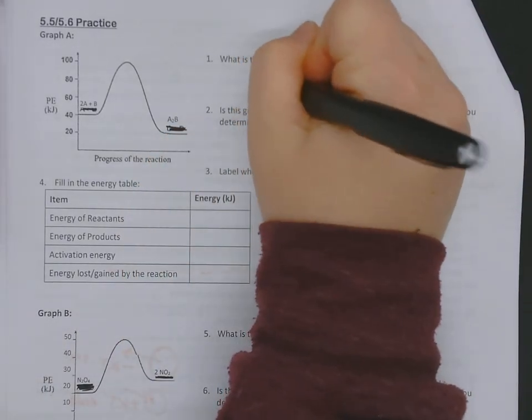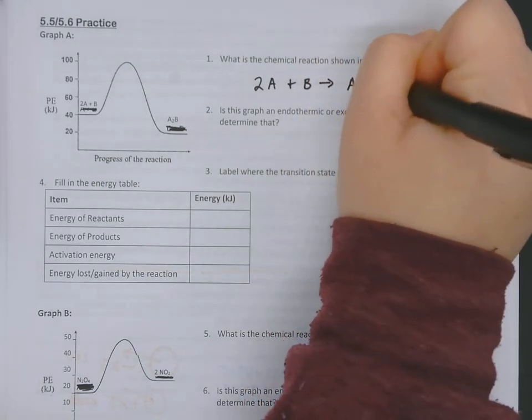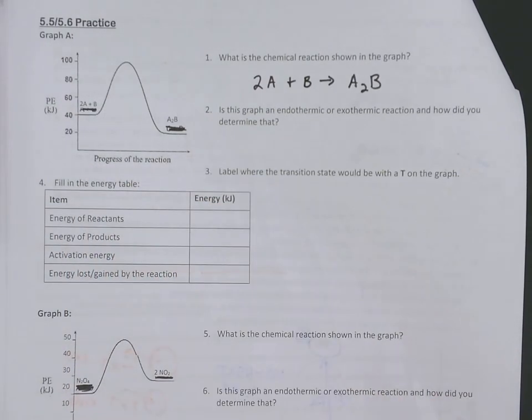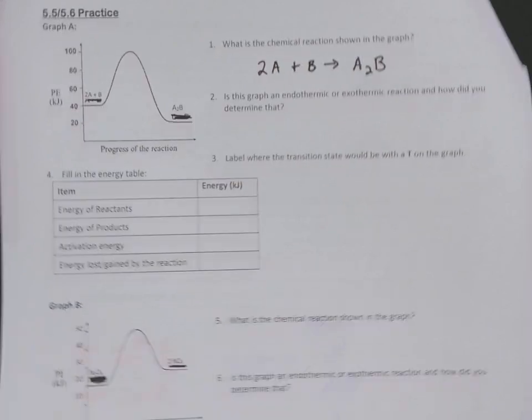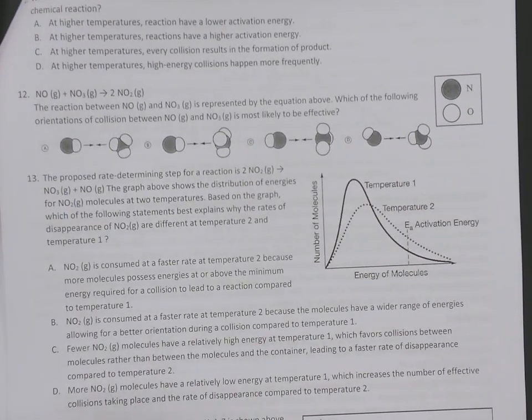So as an example, 2A plus B makes A2B. That would be our chemical reaction. All right. From there, you can read your graph, fill in all of your information. You've got some different ones there, and then some multiple choice type questions to answer about collisions and collision theory and graphs.